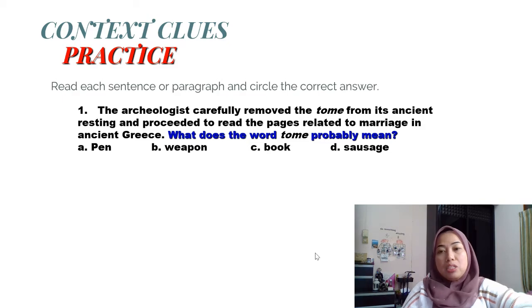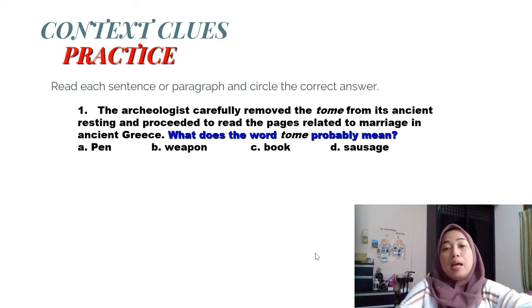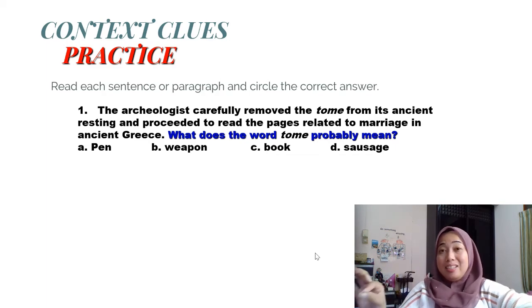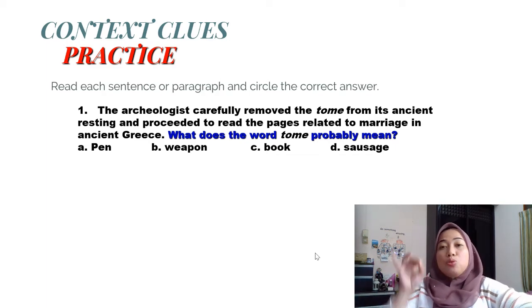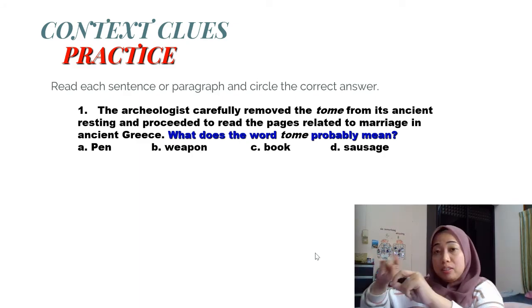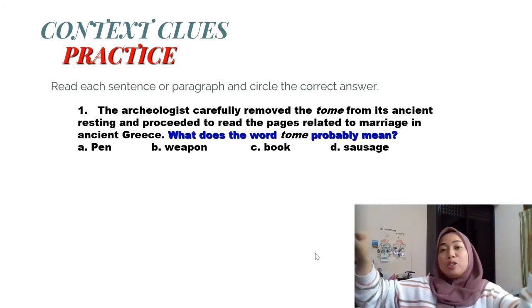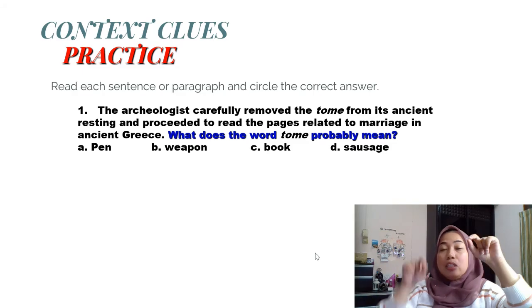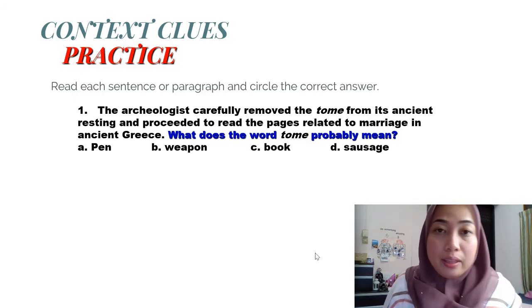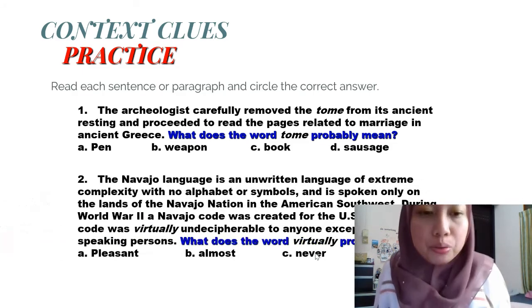proceeded to read the pages related to marriage in ancient Greece. What does the word tome probably mean? Is it A, pen, B, weapon, C, book, and D, sausage? Please do go to week 11, go to the context clues link, and I need you to type your answer in there.